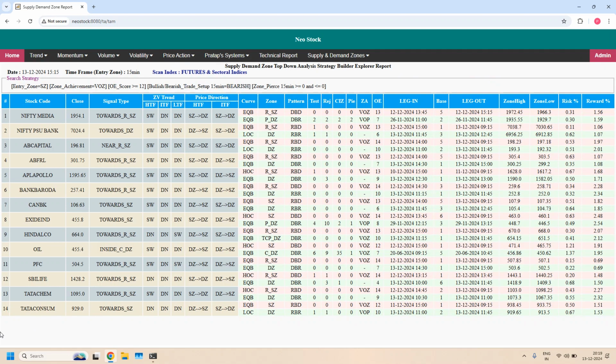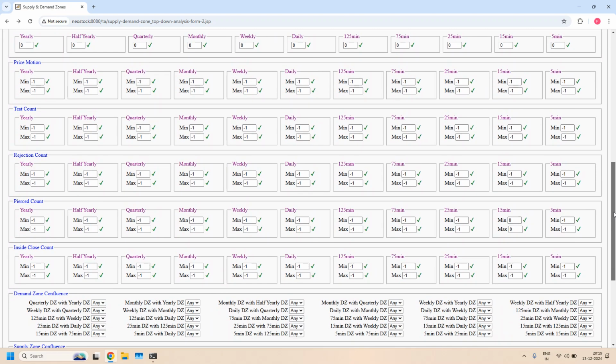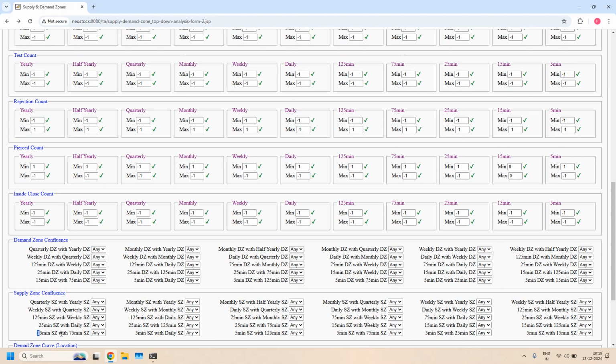With these filters, we got 14 stocks. All these 14 stocks are supporting bearish trade setup for daily income trade. And entry zones are 15 minute supply zones. In all these 14 stocks, some high probability trade setup zones might be available. We need to filter them. The first filter is based on LTF and ITF supply zone confluence. Let's filter that. That is a 15 minute supply zone with 75 minute supply zone confluence. I am enabling that filter.